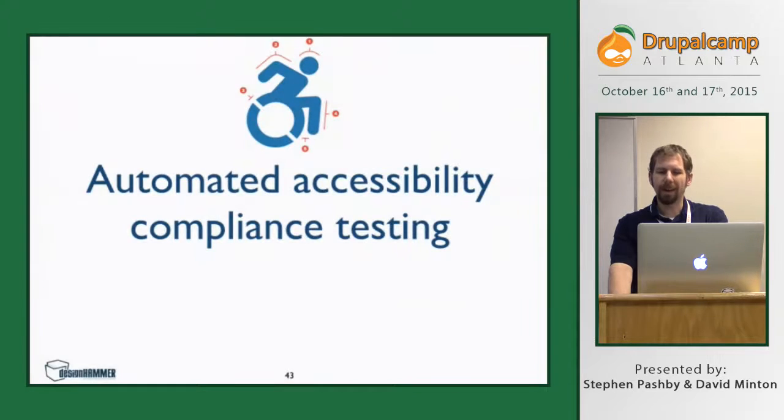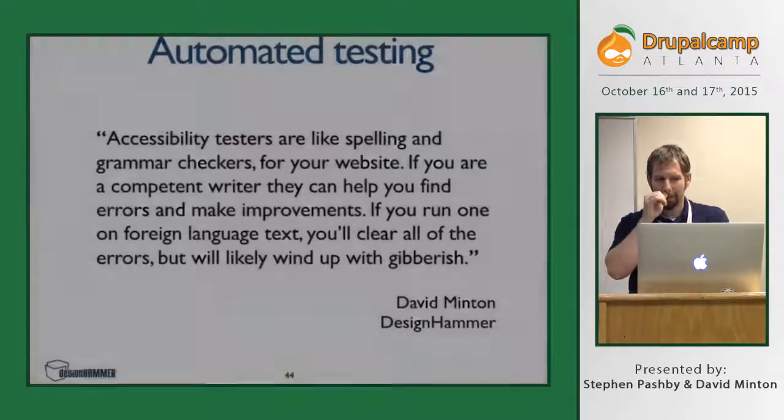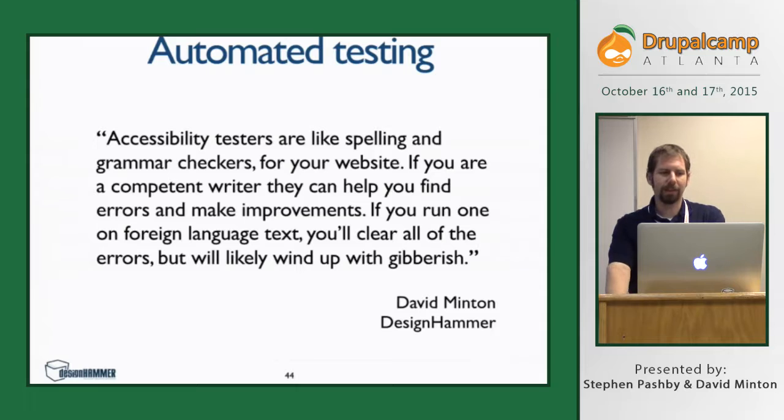So now that you've got those in mind, we're going to go through some different automated testing tools and also how to think about how to use these tools. So David likes to think of accessibility testers like spelling or grammar checkers. If you're a competent writer, they can help you find errors and make improvements. But if you run one on a foreign language text, you'll clear all of the errors, but will likely wind up with gibberish.